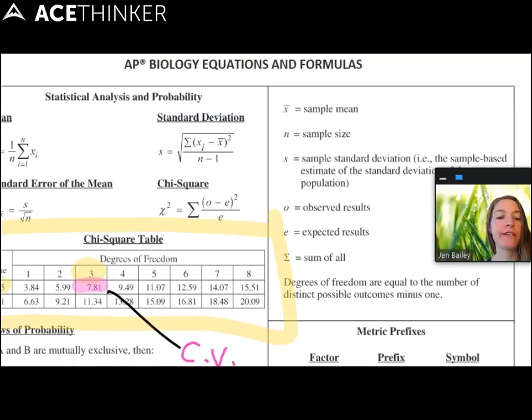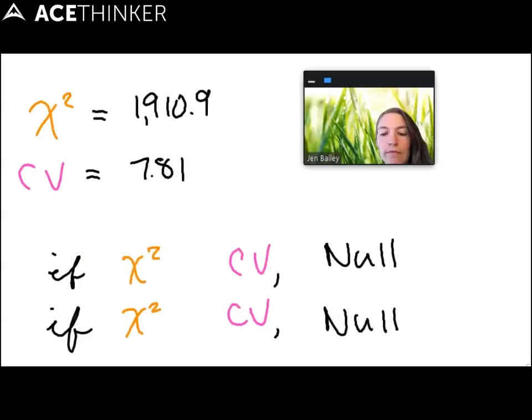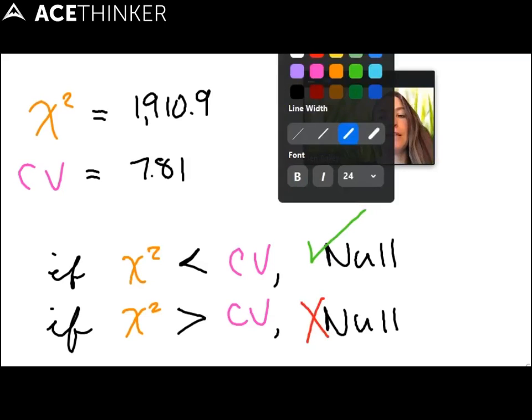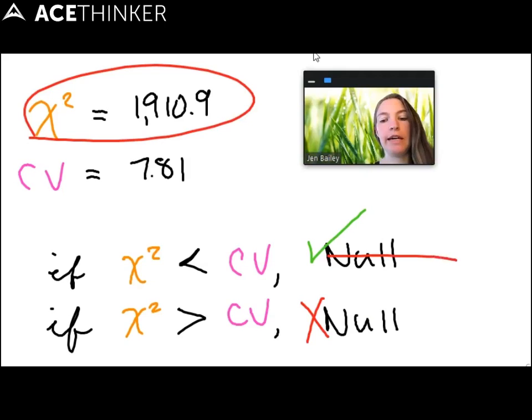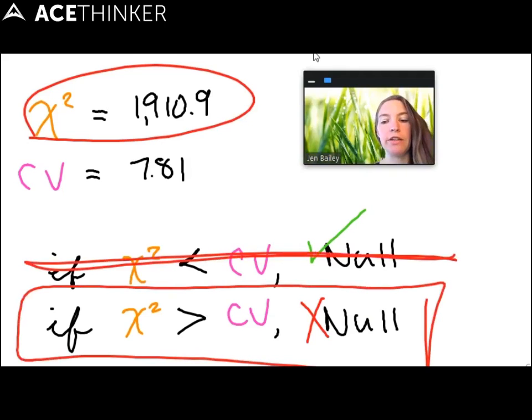All we have to do is compare that critical value with our chi-square value and see which one's bigger. Let's go back. All right, so here we are comparing our values. If we look again at what our rules are, if chi-squared is less than the critical value, then we can accept the null hypothesis. If chi-square is greater than the critical value, then we must reject the null hypothesis. And what is it in this case? Which one's bigger? Is chi-square. And so we have to reject the null hypothesis.